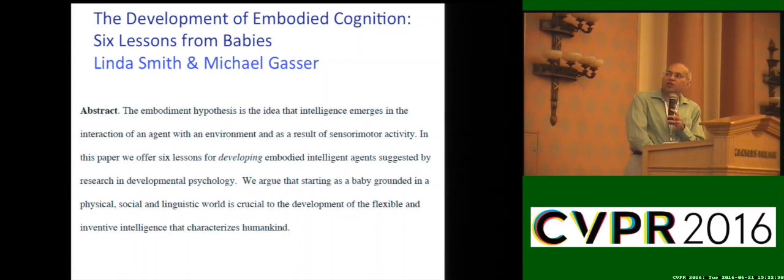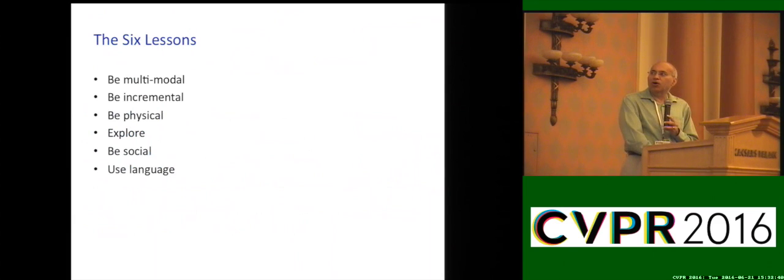The embodiment hypothesis is the idea that intelligence emerges in the interaction of an agent with an environment and as a result of sensory motor activity. And they go on to talk about various aspects of child development. So multimodality, incremental, so there is a curriculum learning aspect, there's interaction with the physical world and so forth.